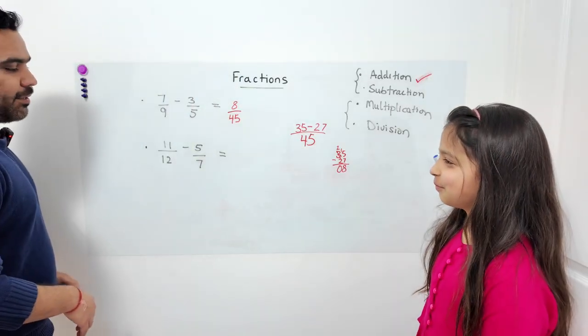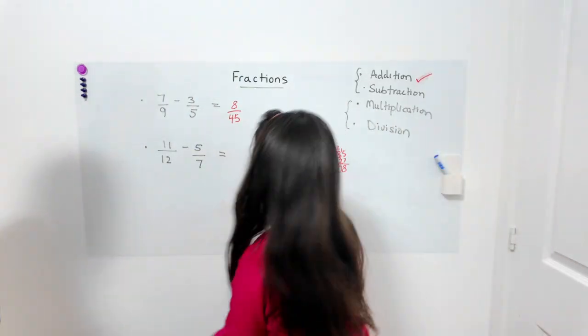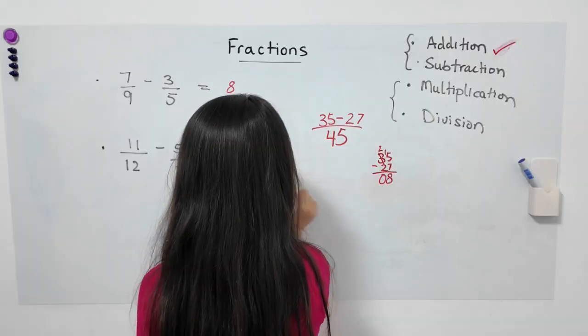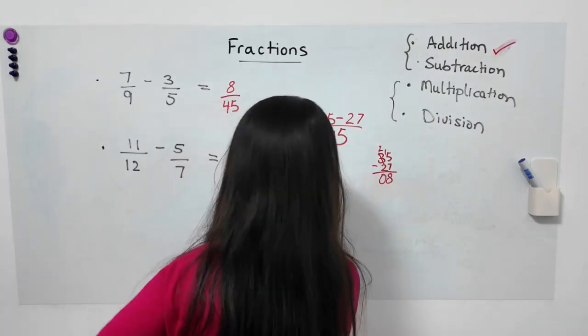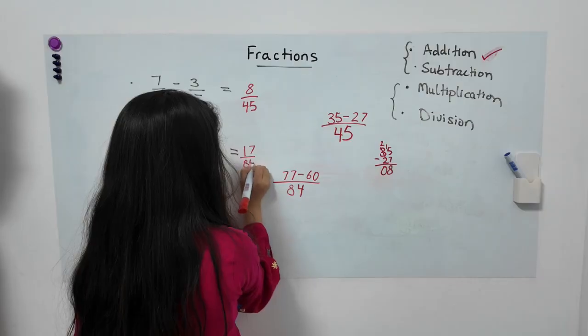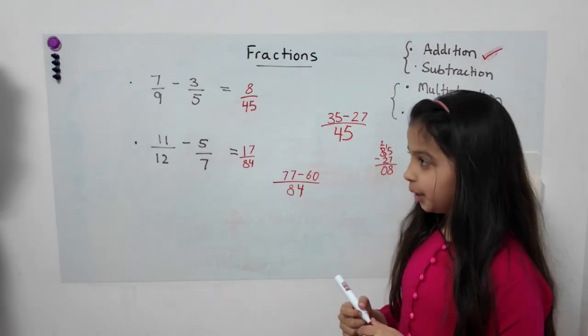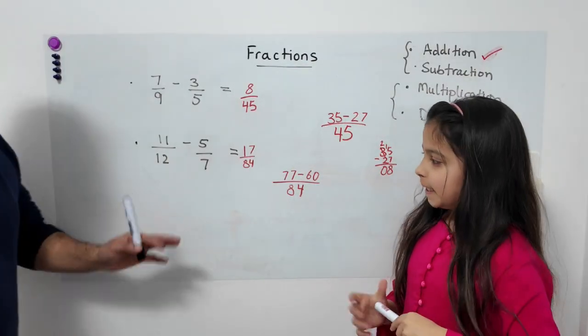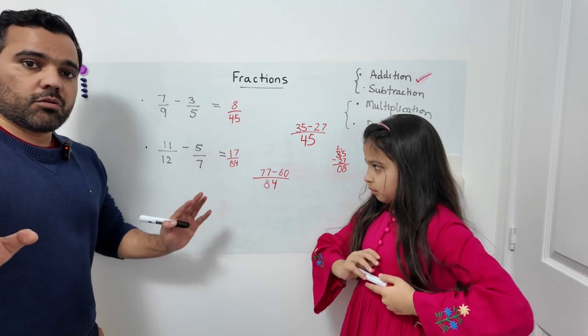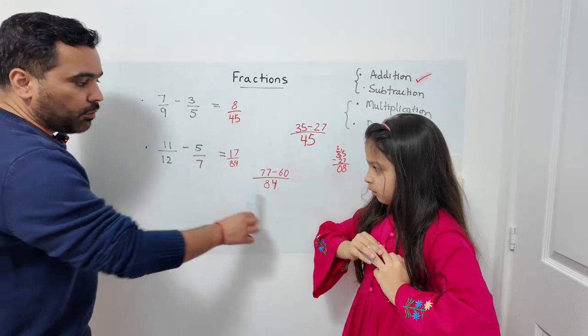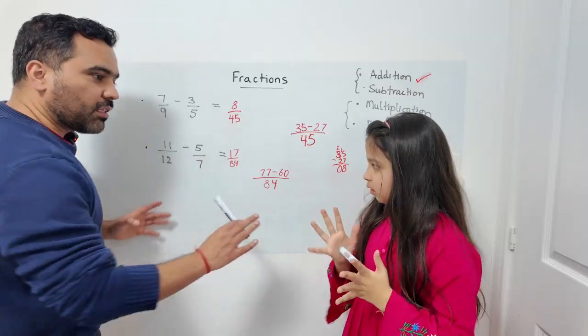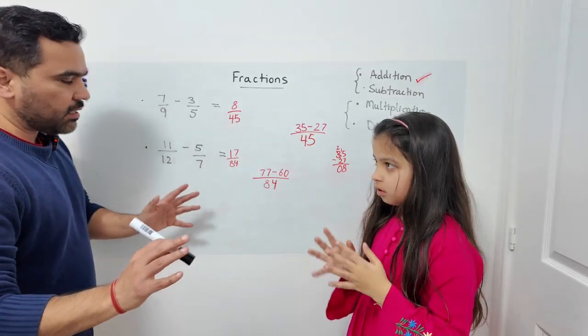Right? Yes. Okay, solve this one, please. Seventeen 84ths is my answer. So if you're stuck and if you don't know, then the easiest thing is, if you multiply these two together, you will get the common denominator. Yeah. But this should be kind of your last step.